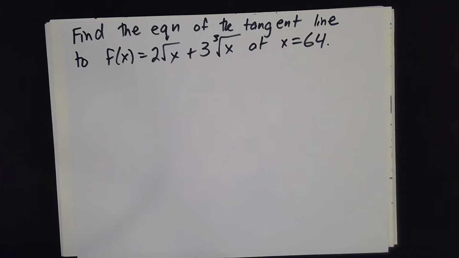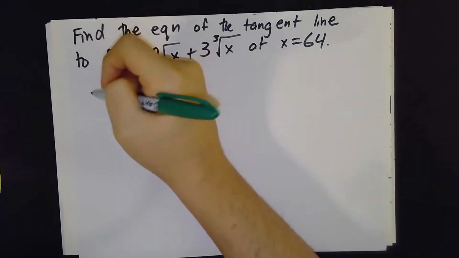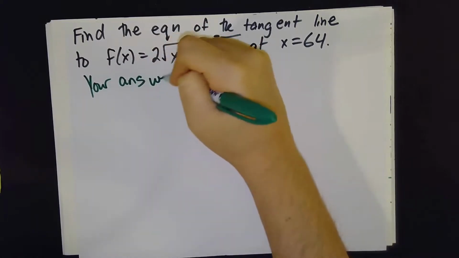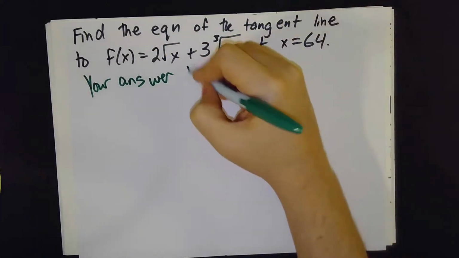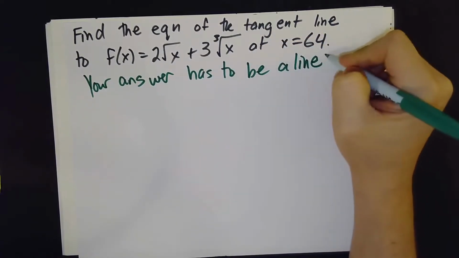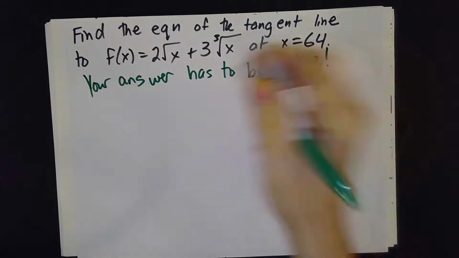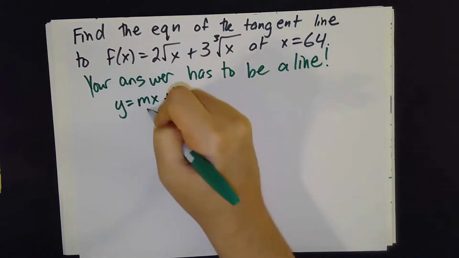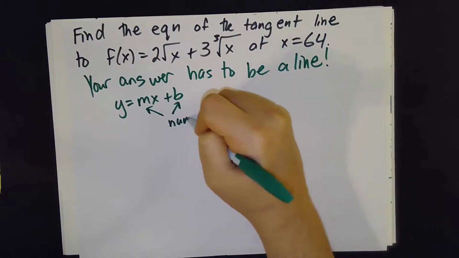Okay, let's do this. And so here's my first point, and this is the thing I saw a number of people not get quite right on the sample final when I looked at it, which is that your answer to a tangent line question has to be a line, which means it has to look like y equals mx plus b, with m and b both being numbers.